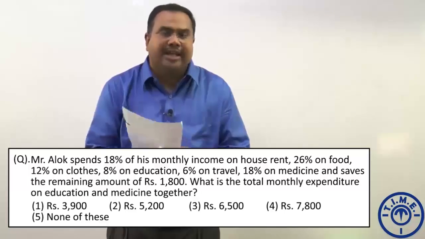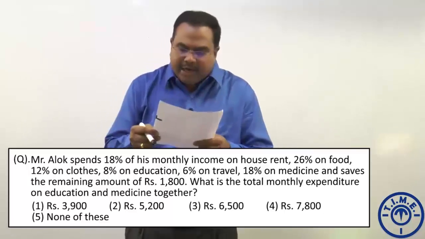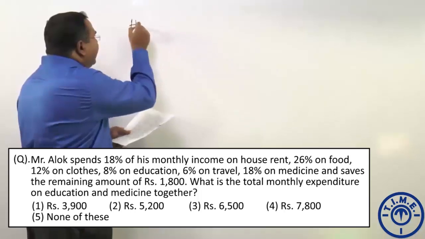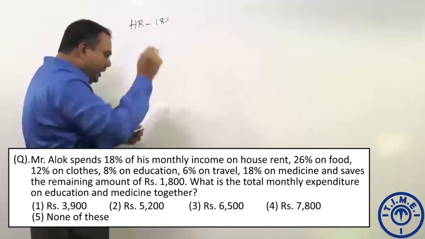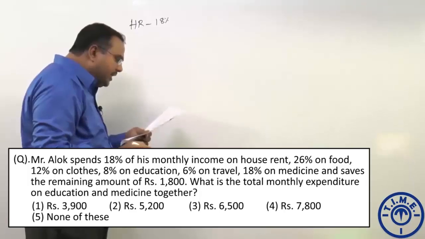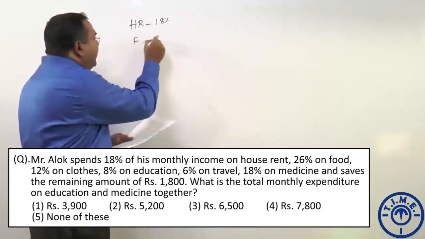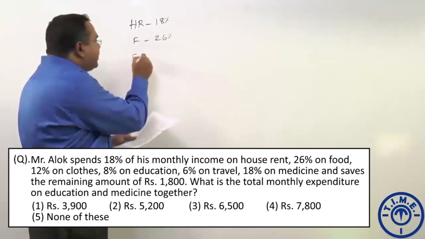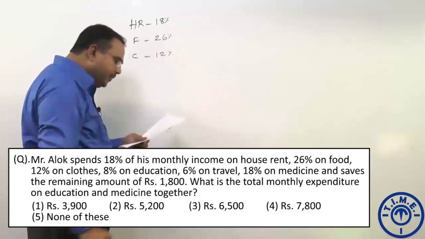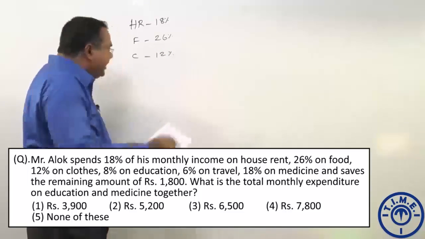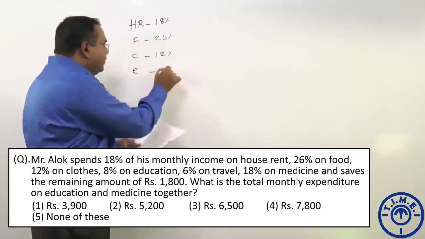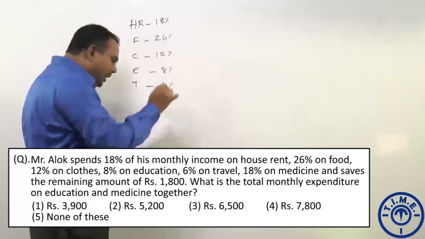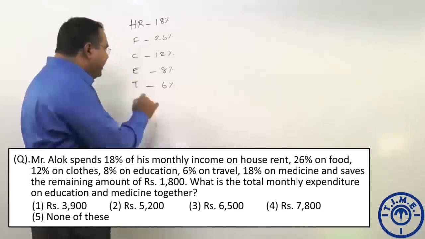Let us write down the given percentages. Mr. Alok spends 18% on house rent. Then he spends 26% on food. Then he is spending 12% on clothes. Then he is spending 8% on education. Then 6% on travel and 18% on medicine.